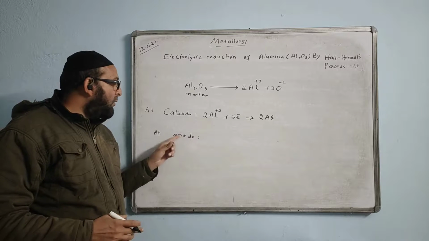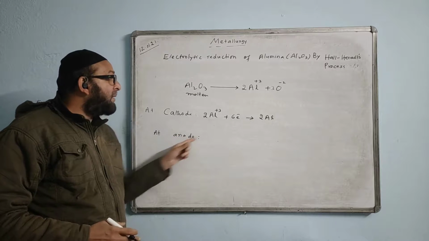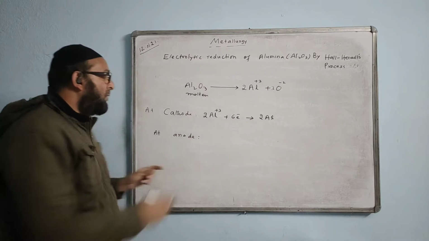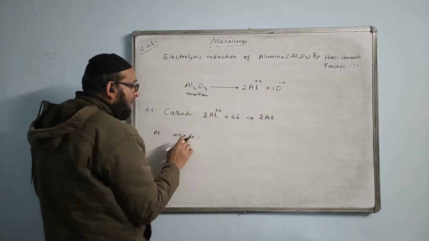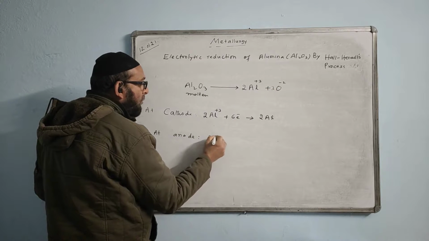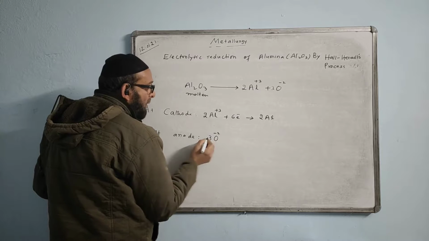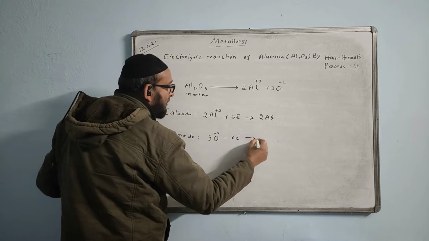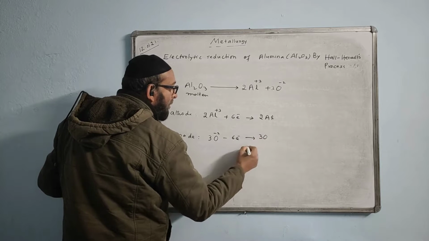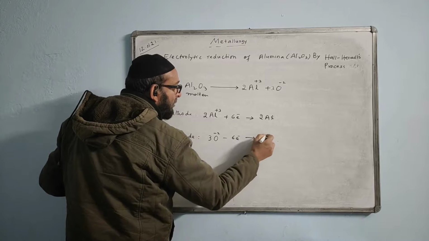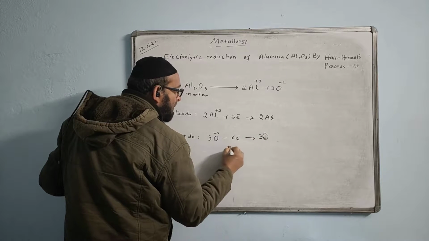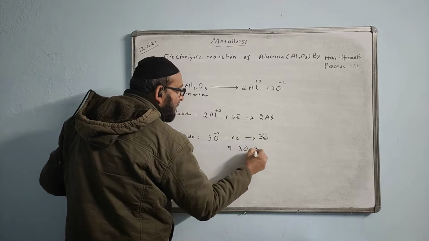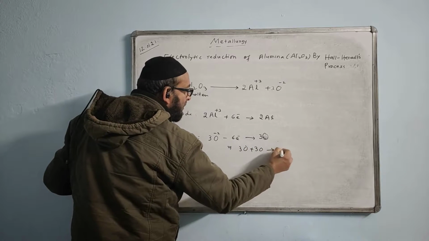And the anode is a positively charged plate. It will attract the negative ion. So the negative ion will come at the anode. We write 3O with -2. 3 into -2 is -6. Here we write -6e. It will change into 3O. It is not 30, rather 3 O. And that O plus O combine together to give O2.